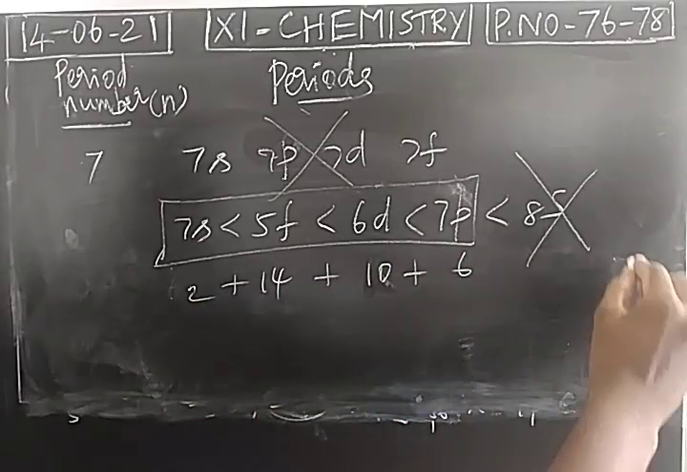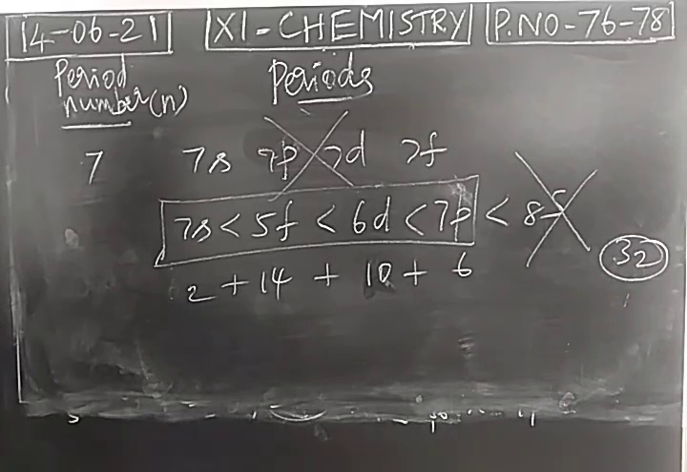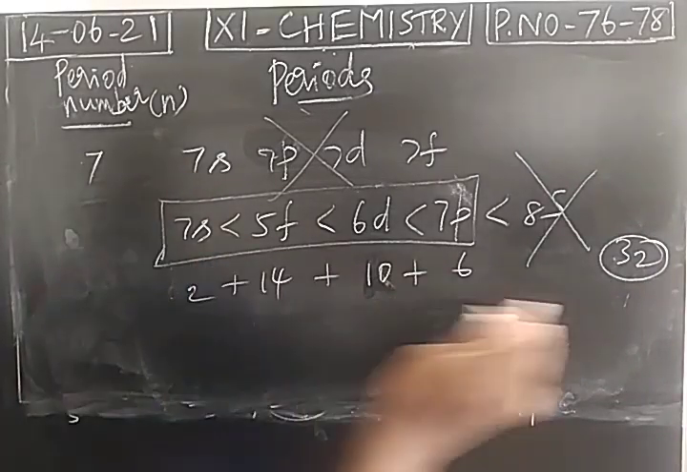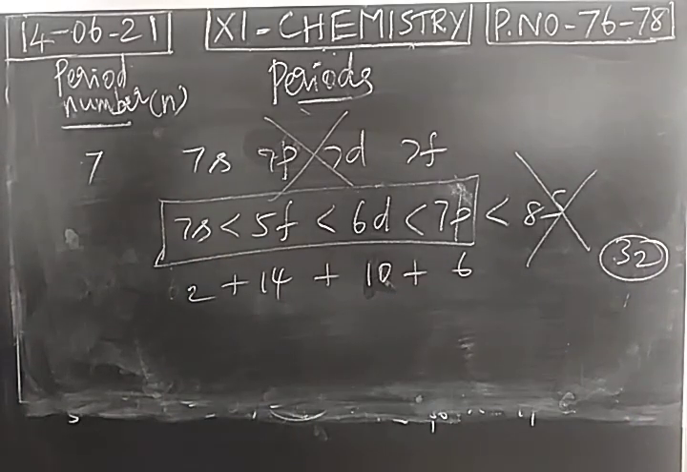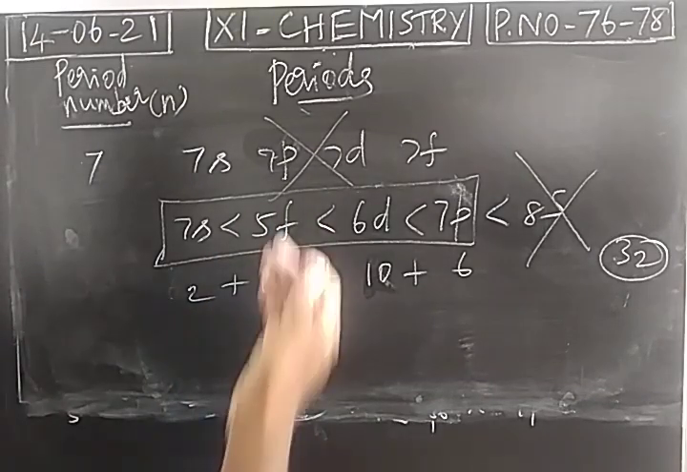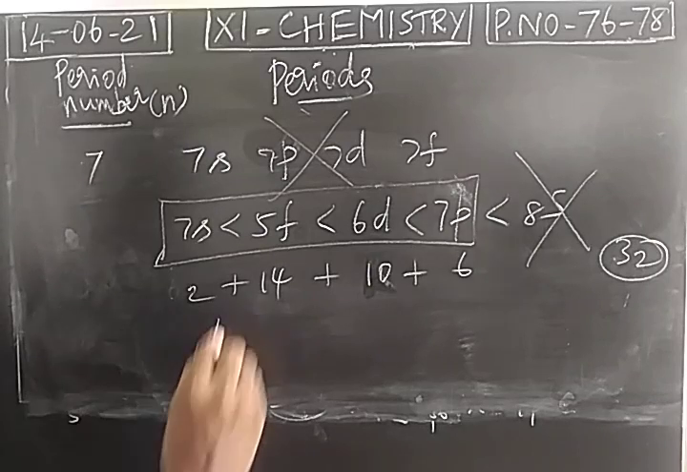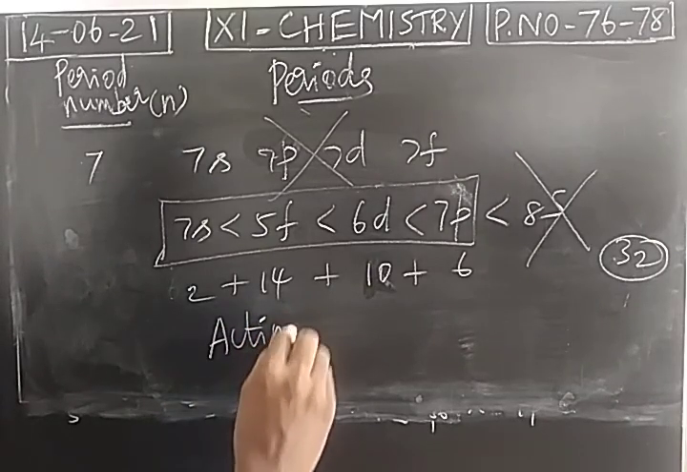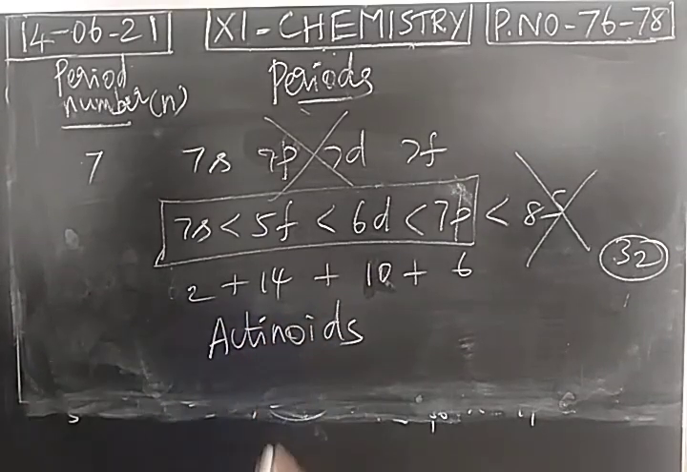So here also maximum 32 electrons placed. So 7th period will have 32 elements and 14 electrons can be placed in 5f orbital. So these 14 elements will be taken out. They are called actinoids. So lanthanoids and actinoids are placed at the bottom of a periodic table. They are called the F block elements or inner transition elements.